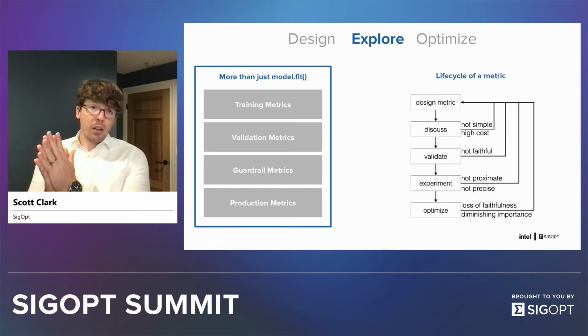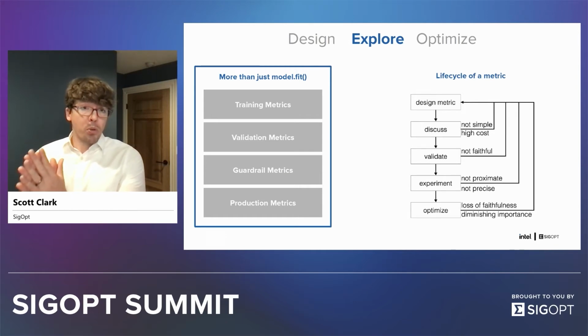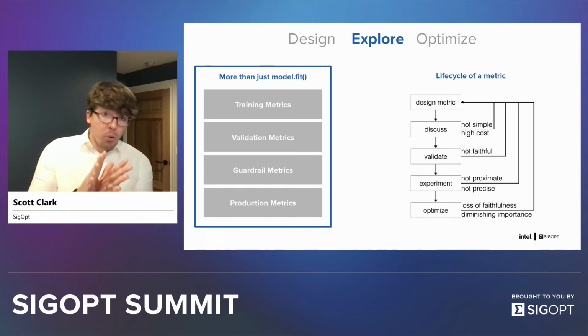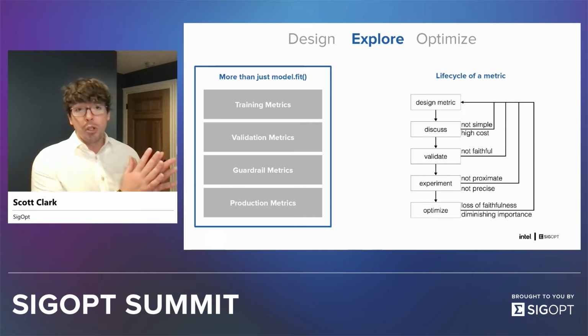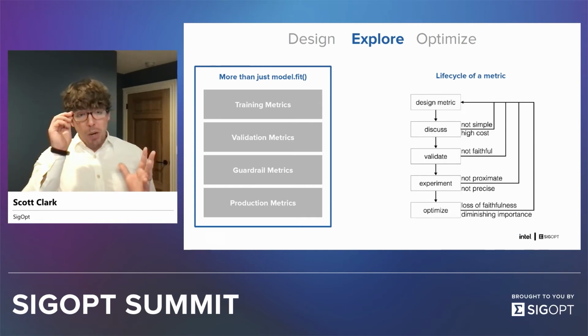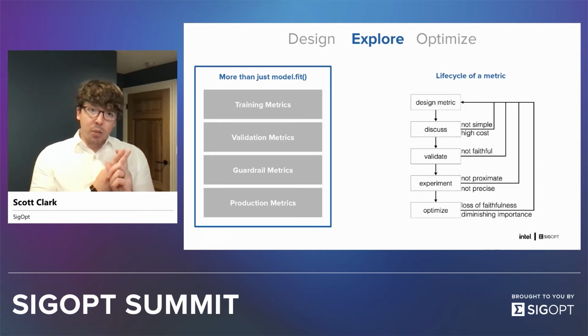And the lesson to take away from this section is track all of them so that you can understand which ones you want to optimize, which ones you want to maximize, minimize, which ones you want to put thresholds or constraints on, which ones don't matter, etc. But ultimately, every metric goes through a life cycle. As you design it, you might discuss it with other people on your team. You might need to validate it against a simple data set and see whether or not it's even faithful to what you're trying to do.